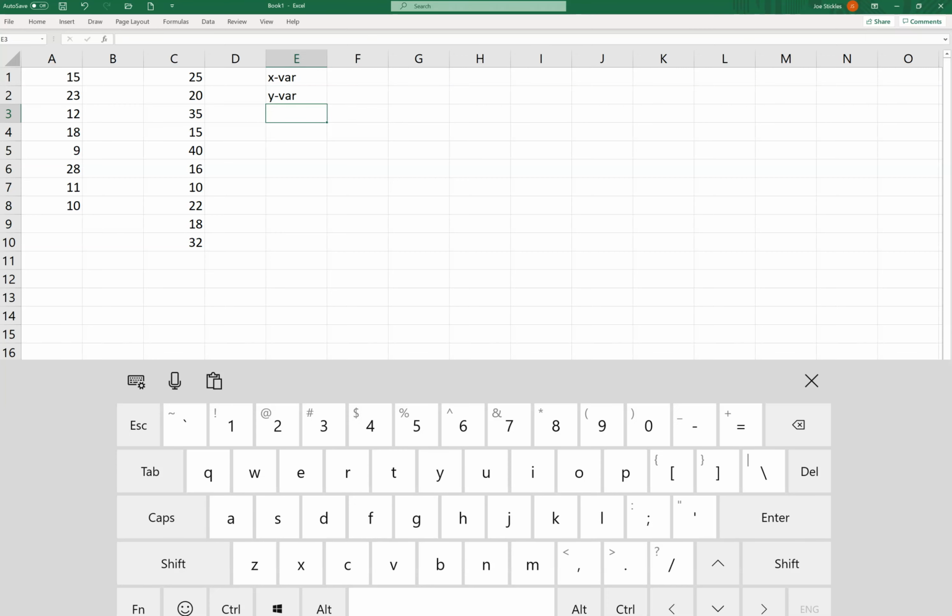All right, so for each of these, we need to know the x variance and the y variance, and then the sample sizes. This is sample variance again, so I'll use the VAR.S, and I want to go from A1 to A8, and then the same thing for the y, except I want to do C1 to C10.